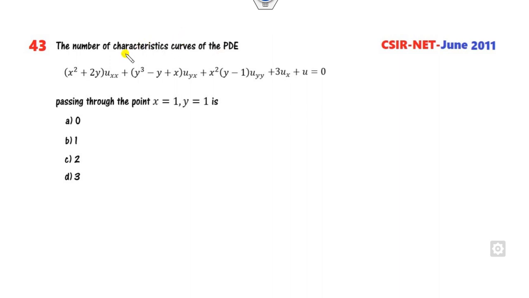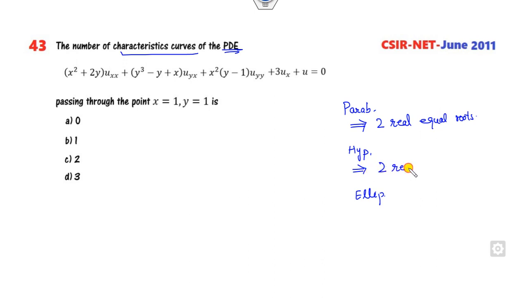Whenever there is a question related to the characteristic curves of the PDE, they are basically talking about the parabolic, the hyperbolic, and the elliptic cases. Whenever they are talking about the parabolic, we always get two real and equal roots of the characteristic curve. Whenever there is a hyperbolic, again we get two real but distinct roots. And finally, when you are talking about the elliptic, then we get two complex conjugate roots.